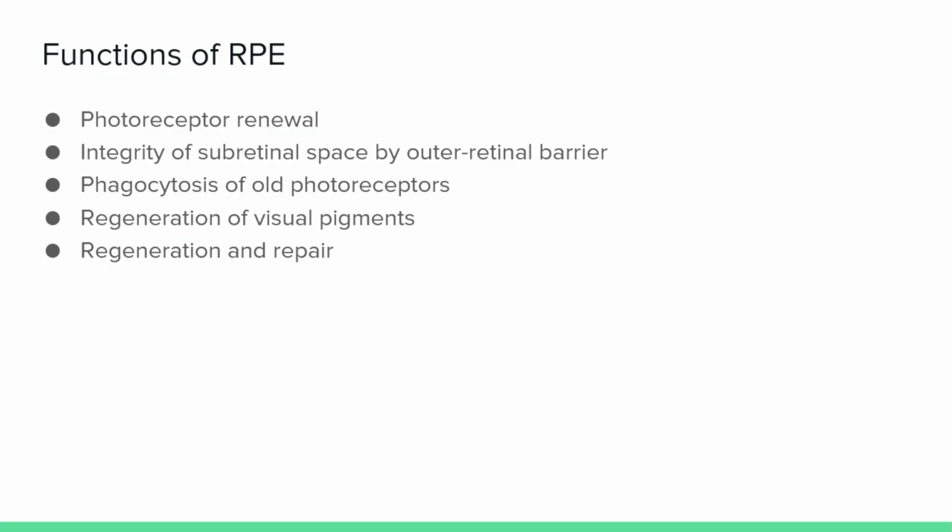Now, functions of the RPE: photoreceptor renewal, integrity of the subretinal space by the outer retinal barrier, phagocytosis of old photoreceptors, regeneration of visual pigments, regeneration and repair.